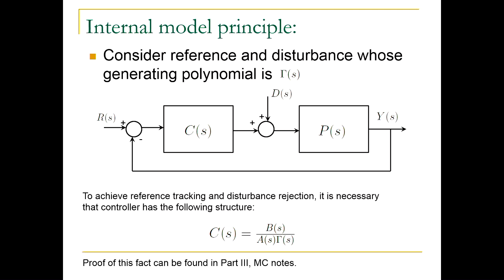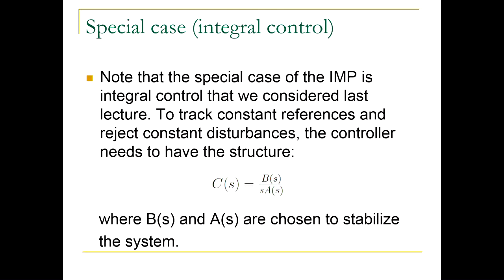By the way, if you just have this controller structure, but the controller does not stabilize the system, you will not have zero steady state error. So obviously, you also need to have a requirement that you pick this B and A so that the full closed loop system is stabilized. So that's the next requirement. By the way, the integral control is a special case.